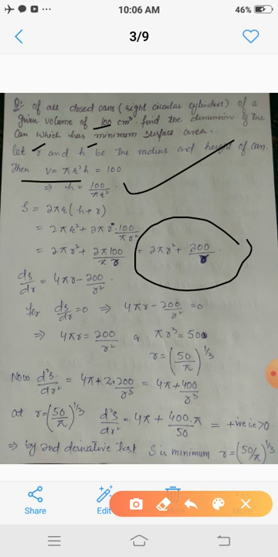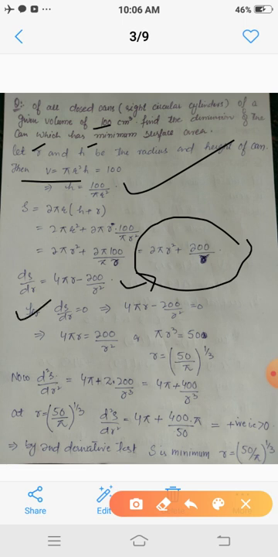Here s is a function of r, and h is a function of s in this r. So we will find the condition of this r at which this s is minimum. For this we will use the second derivative test.